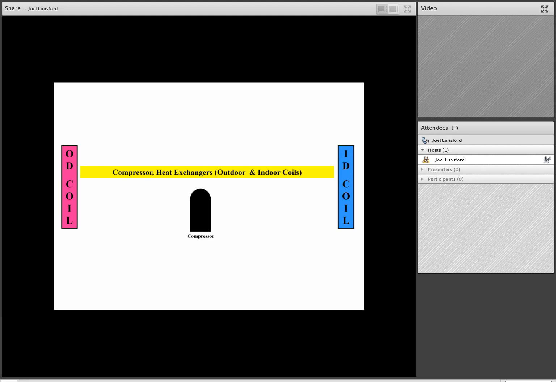Now it should be noted that the outdoor coil is designed to reject heat from the conditioned space to the outside area of the home where it's not going to be objectionable. The indoor coil or the evaporator will be absorbing heat from the air passing across the evaporator coil and providing cool air into the conditioned space. Now it should be noted that coils have to be clean in order for the refrigeration cycle to operate properly.